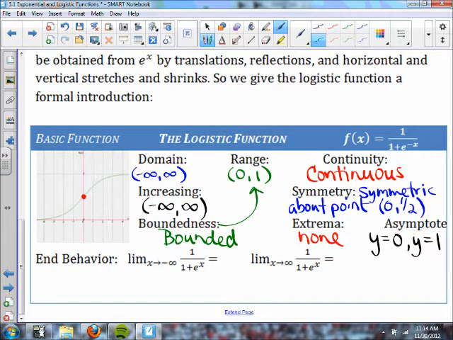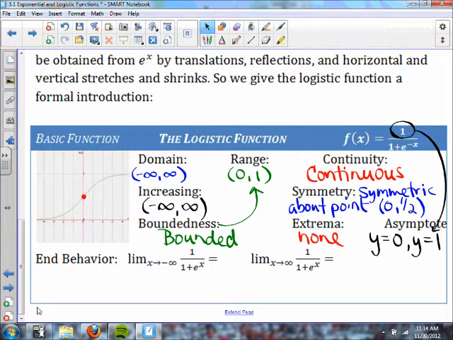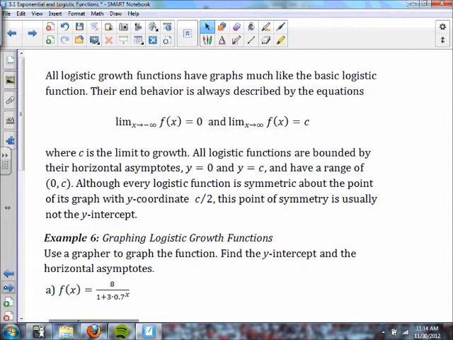And that makes sense why y equals 1 is an asymptote, because we said y equals c before was an asymptote. Now, as x approaches negative infinity, what's y approaching? Y is approaching 0. As x approaches positive infinity, y approaches 1. All right. Now, in the next example, we're actually going to talk about some of this stuff.